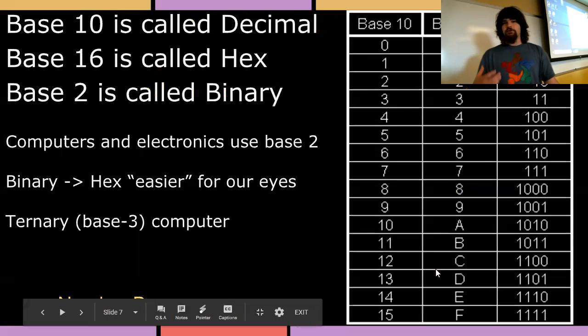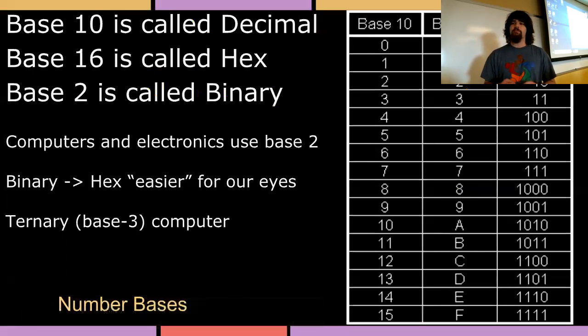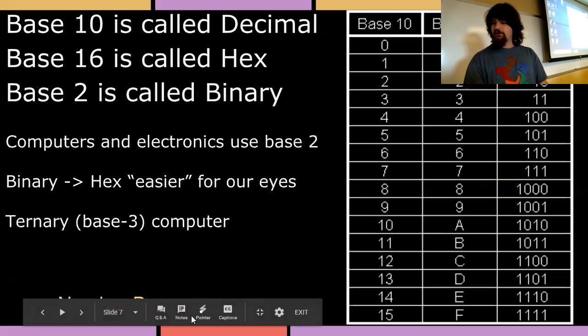And so in order for us to understand the compiler, we first have to understand number bases. We're all familiar with the number base 10, which we call the decimal system. So this should look pretty familiar. This is how we count, right?